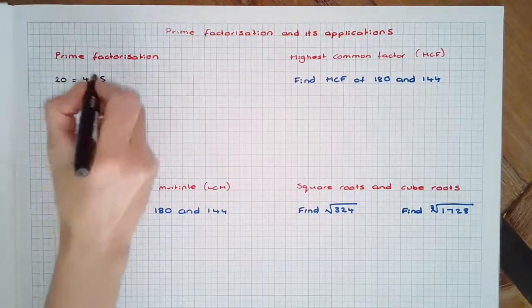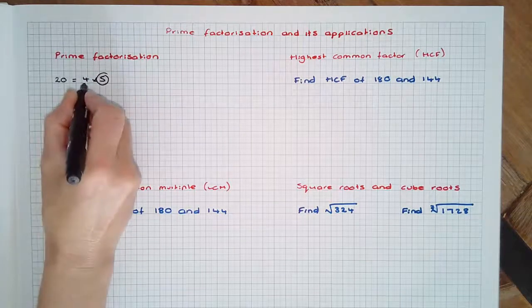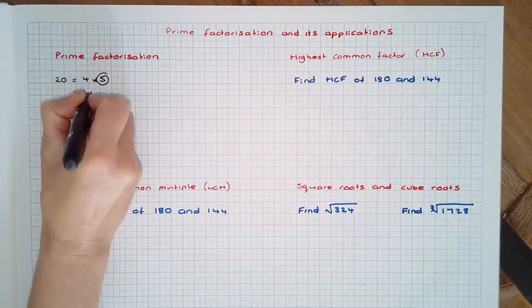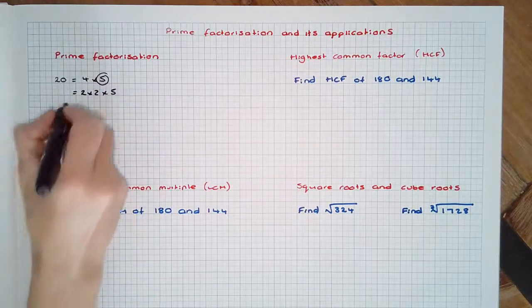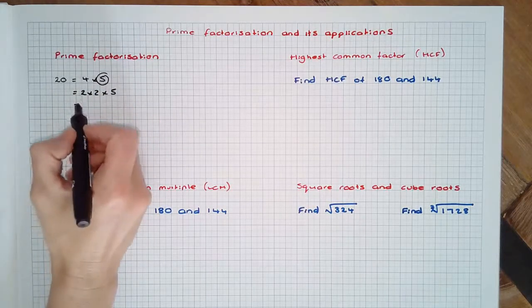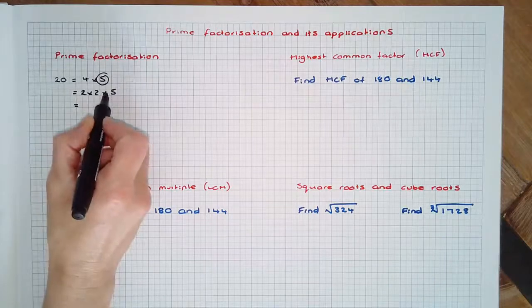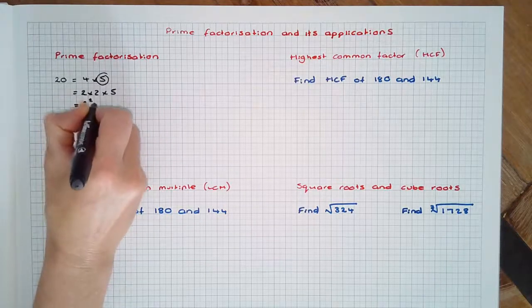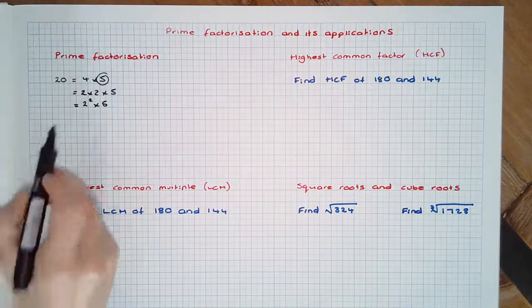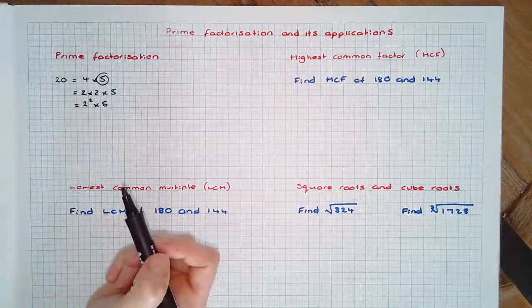5 is a prime number, but 4 is not. So we'll break 4 down into 2 times 2 times 5. Now they're all prime numbers. Normally, we write the final answer in prime factorization in index form, which would be 2 to the power of 2 times 5. This is known as the prime factors of 20.